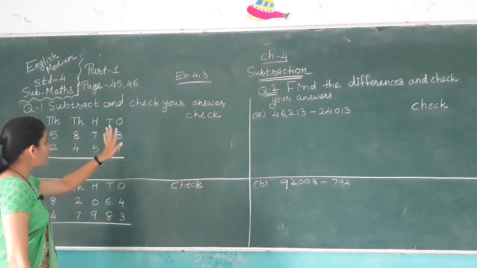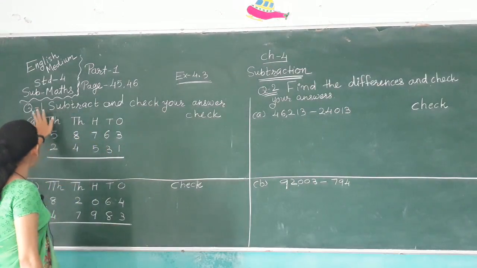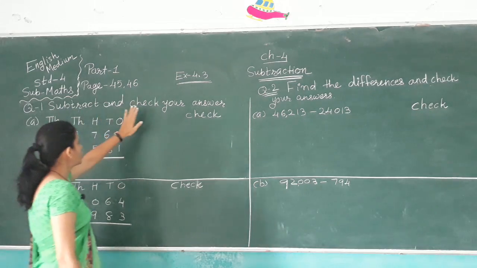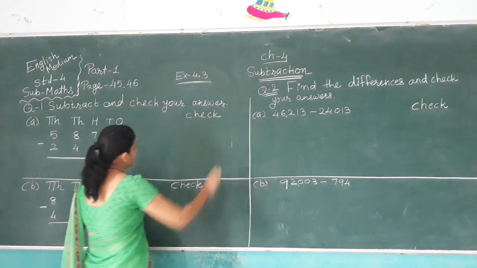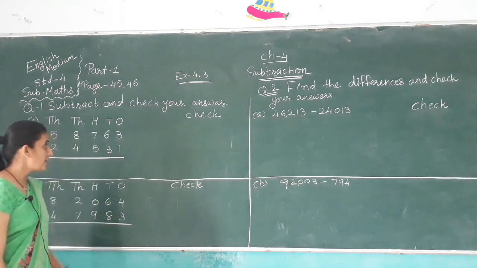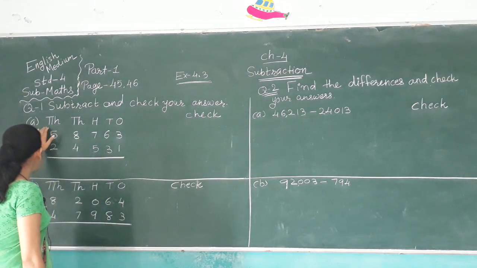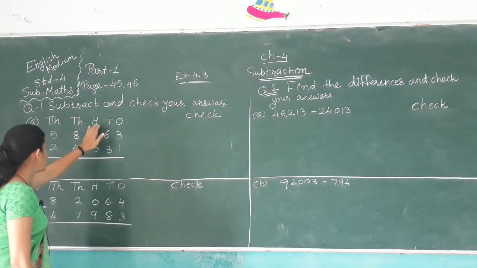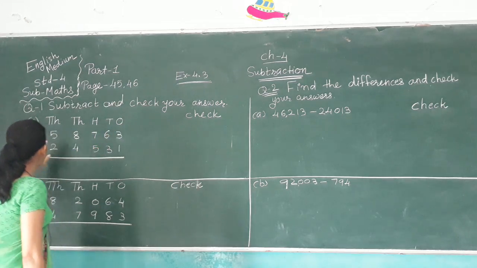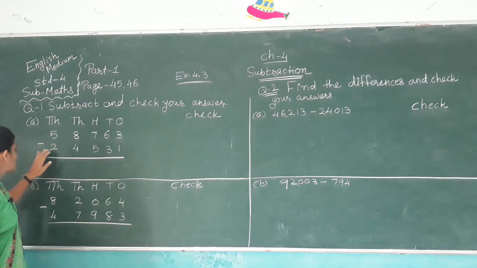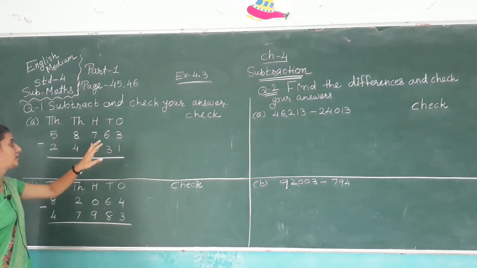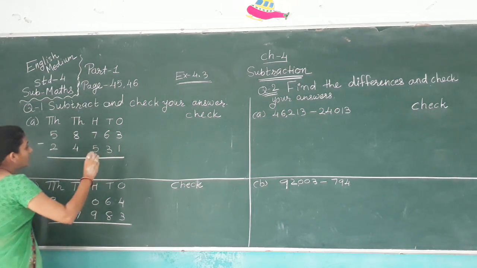Now exercise number 4.3, question number 1. Subtract and check your answer. Is your answer correct or incorrect? Here 10,000 place, thousands place, 100 place, 10 place and 1's place. 58,763 minus 24,531. First we subtract both numbers.